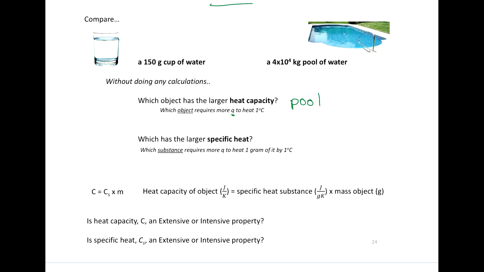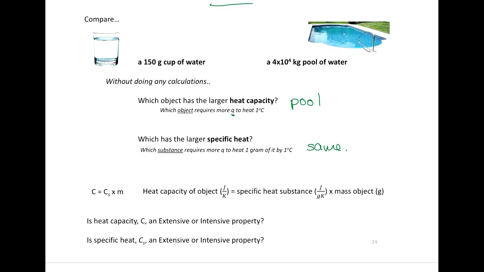I can say this because this question is specifically asking for heat capacity. But if we think about it differently, if I say what has the larger specific heat, what would you say? Yeah, neither of them, or they're both basically the same. Because remember, specific heat relates to the identity of the substance. Both of them contain water. For both of them, the water has a specific heat of 4.184 joule per gram degree Celsius. So they're both the same.